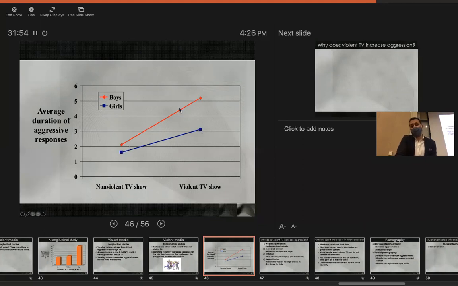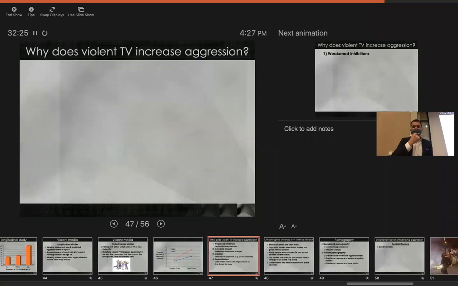It had a greater effect on boys. As you can see, the slope is steeper here. But it affected both boys and girls. They both became more aggressive after watching violent TV. Okay, so we have all of our different types of studies, whether it's correlational or longitudinal or experimental. They all tend to converge on the same findings. They all tend to converge on this idea that watching violent TV seems to increase aggression. And so, of course, the question is, why is that the case?